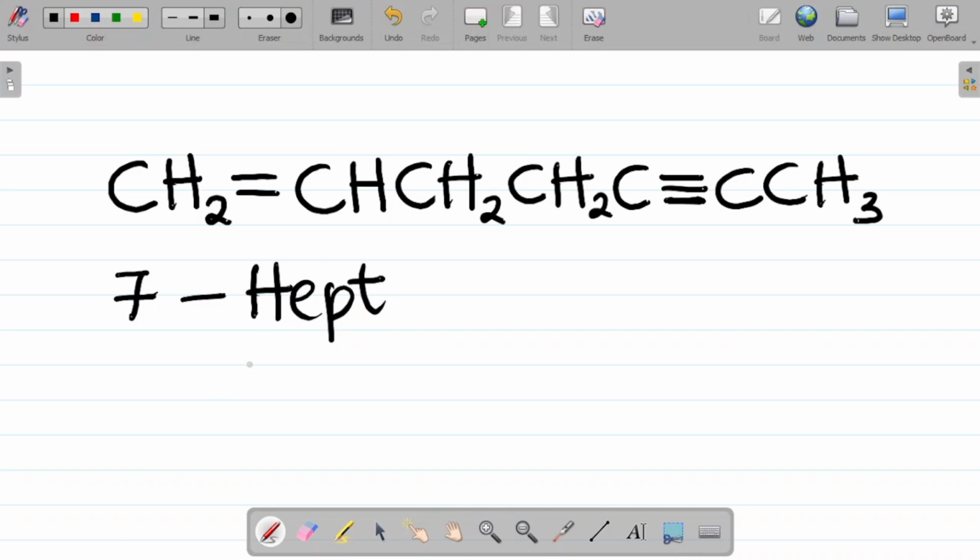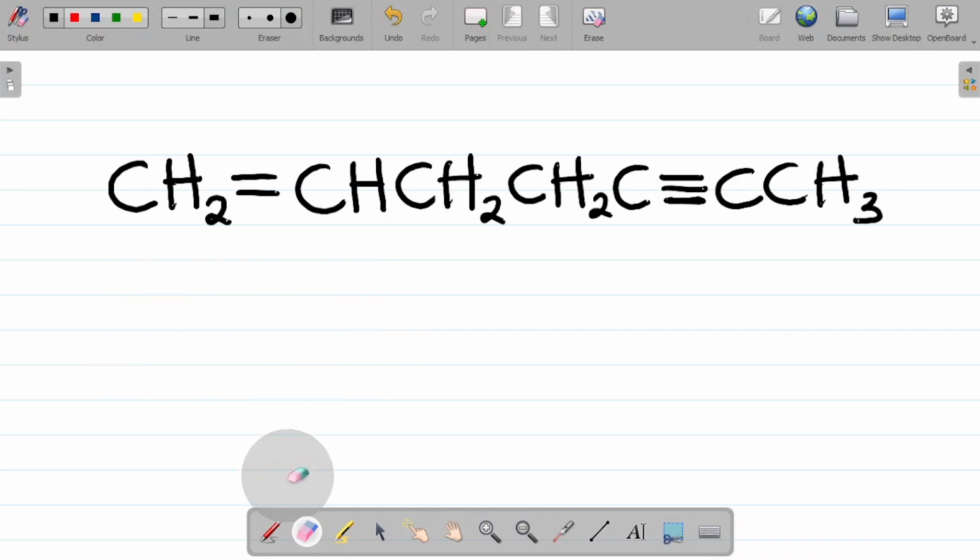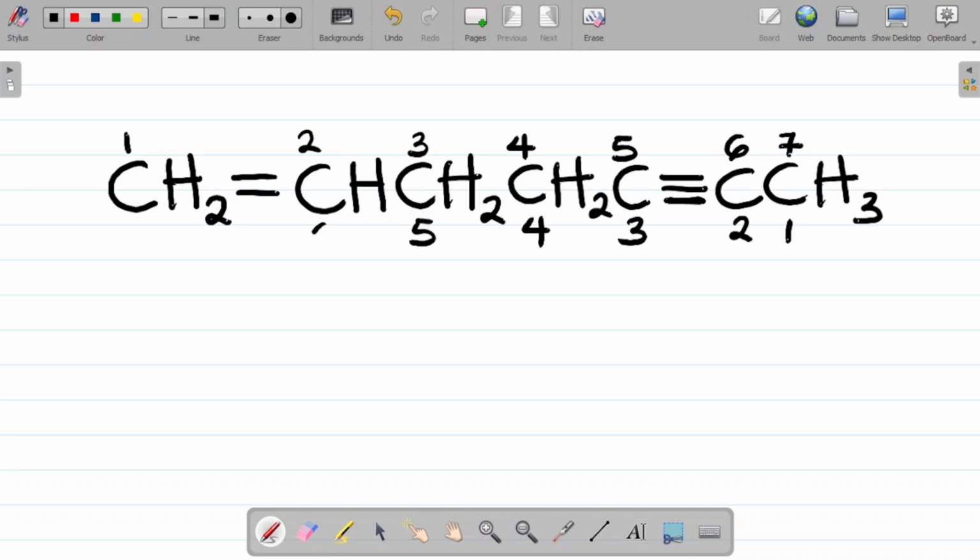Number 2: how do I name this compound? How do I label it? So I have hept, I'll keep this pending. How do I do my numbering for this compound? I'm going to do upper numbering and lower numbering. Upper numbering, left to right, I have 1, 2, 3, 4, 5, 6, and then 7. Lower numbering, right to left, I have 1, 2, 3, 4, 5, 6, and 7.